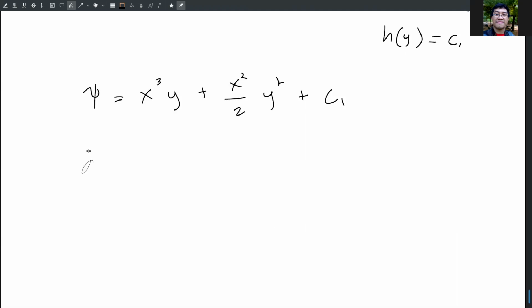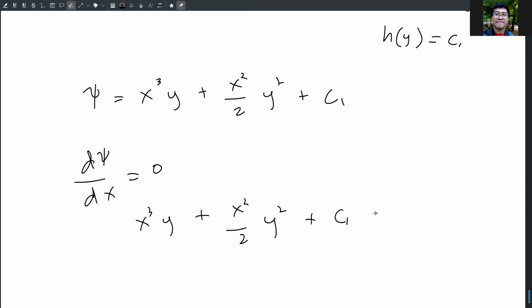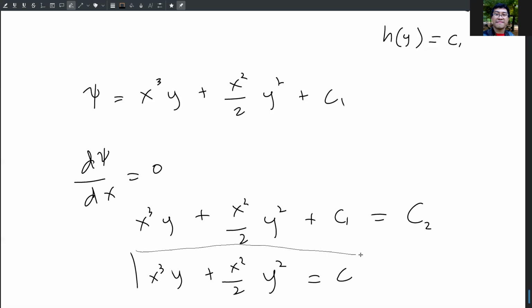So from our exact differential equation, we have d psi dx equals 0. So x cubed y plus x squared over 2 y squared plus c1 is equal to a constant c2. c2 minus c1, let's call that c. So we have x cubed y plus x squared over 2 y squared equals c. And that is the solution written implicitly.